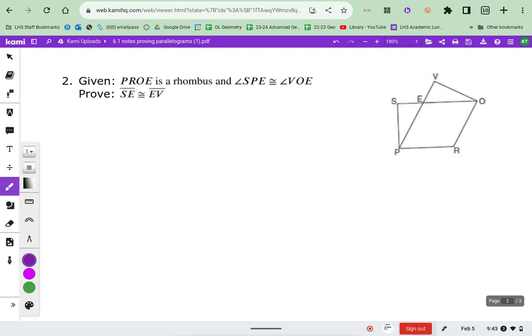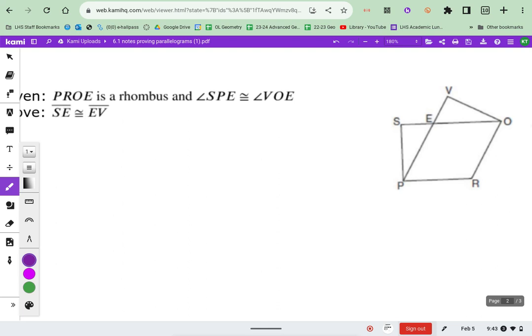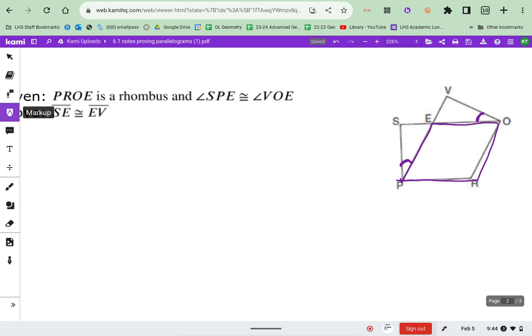So what we're given is that PROE is a rhombus, and we're given that angle SPE is congruent to angle VOE. And we want to prove that SE is congruent to EV. Okay, so how could we use triangles to prove that SE is congruent to EV? Talk to your group.